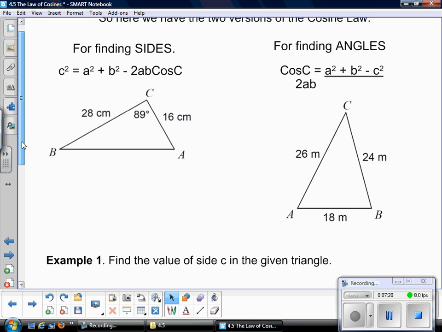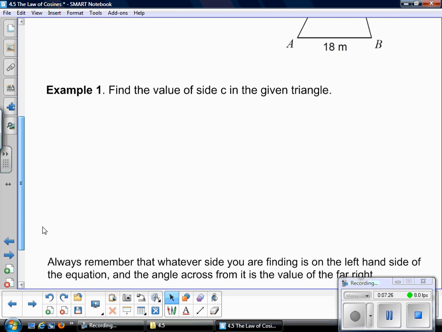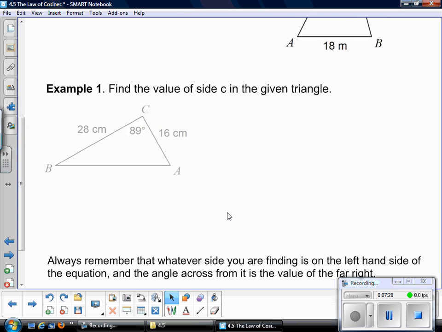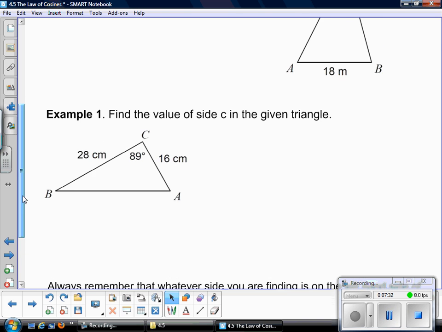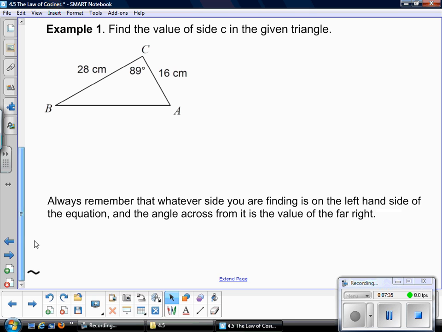Okay, so now let's actually go and use it on something. Find the value of side C in the given triangle. Okay, so here is my given triangle. That's the one we've been looking at all along, but now we're actually going to use it.